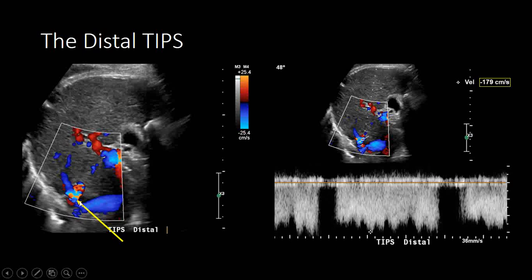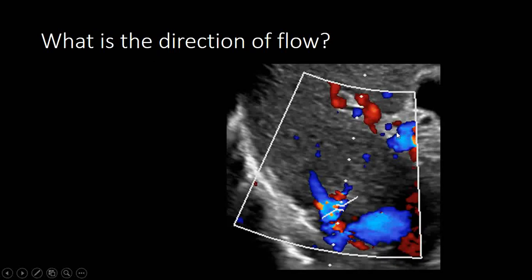Okay? Now, here they've tried to take a spectral wave velocity that's angle corrected. I want you to look at this angle and the velocity we're getting, and we will blow this up a little bit, okay? And let's see, where do we think the blood is flowing, right? So here's the IVC, right? Here's some hepatic vein. This is probably part of the tips coming in.